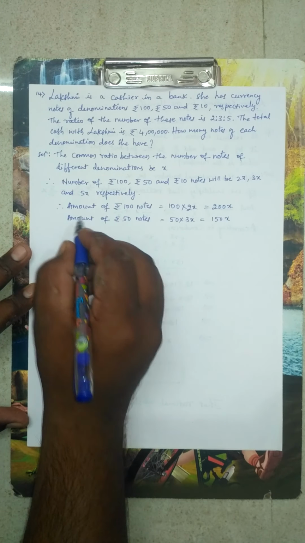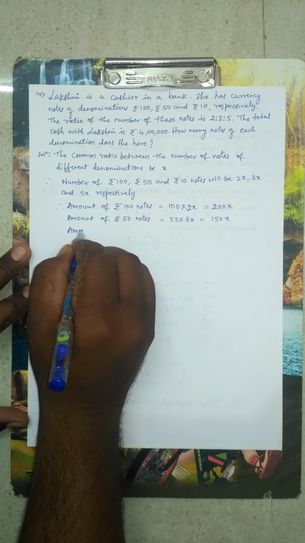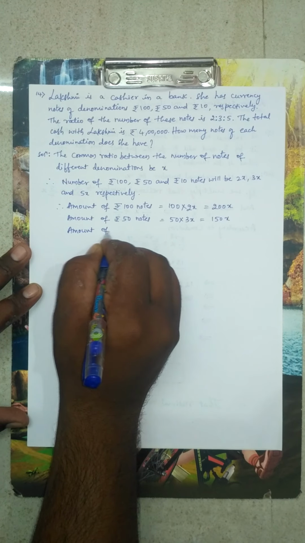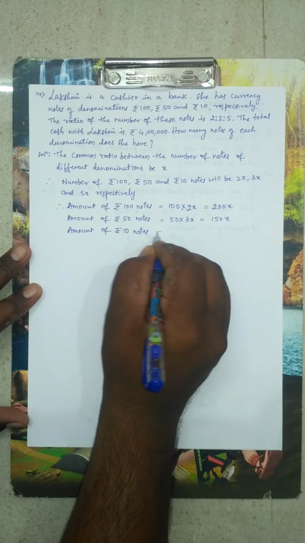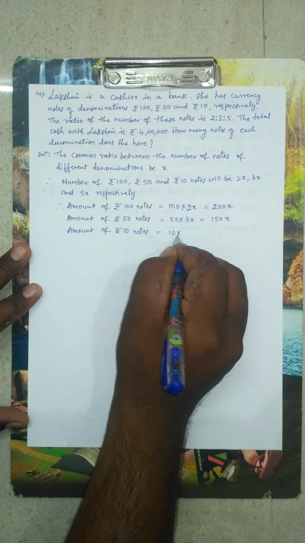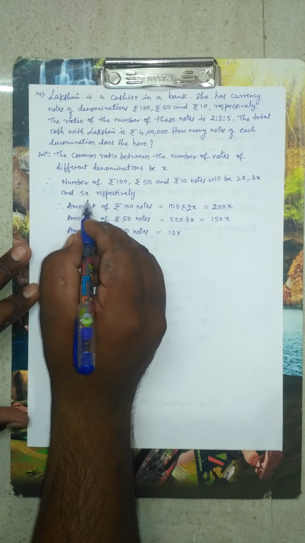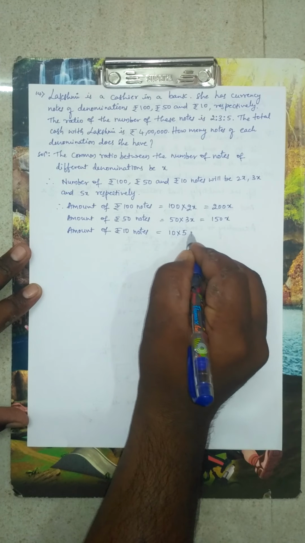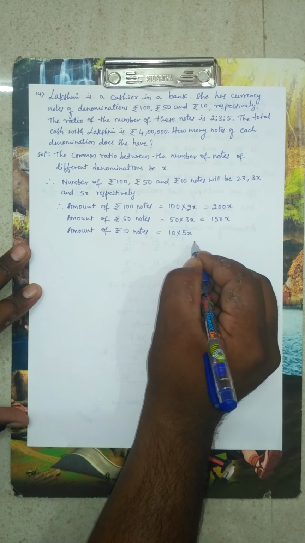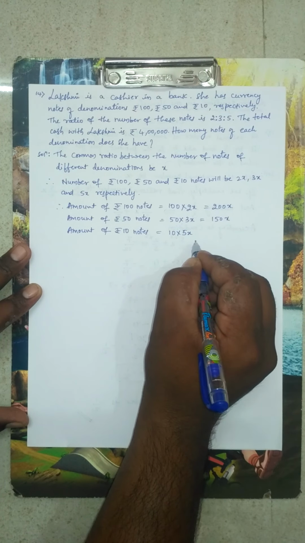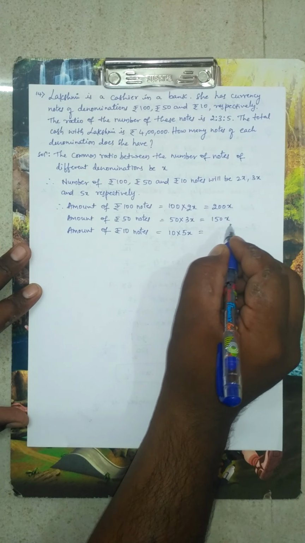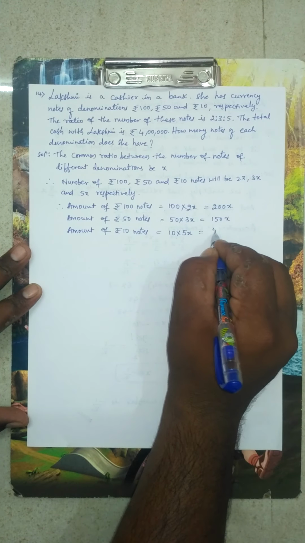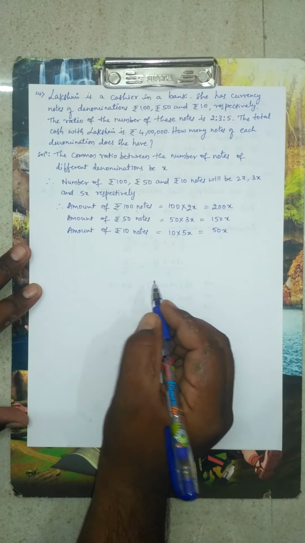Next, what you have to write? Amount of rupees 10 notes. 10 rupees is the denomination. How many 10 rupees notes are there? 5x notes are there. So we have to multiply by 5x, and the total amount, if you multiply, will become 50x.